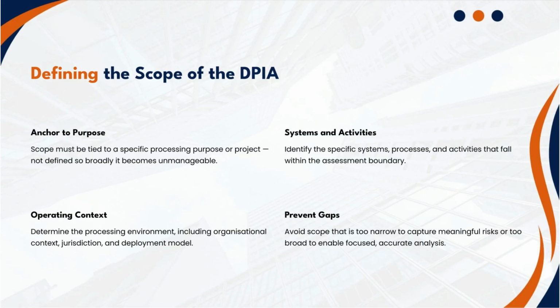So here's my guidance. Before you assess anything, write one clear sentence describing precisely what this DPIA covers. If you can't do that cleanly, your scope isn't ready yet. Ask yourself, could a colleague read my scope and know exactly what's in and what's out? That clarity is your starting point.